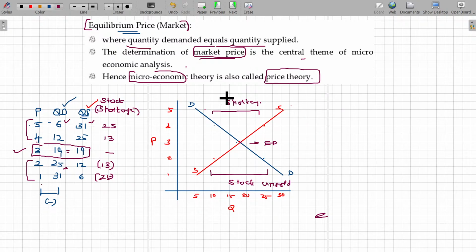Okay, this is unsold. Sorry, I missed it. This one is unsold. Supply is so much, but demand is only this much, so unsold stock will be there. Very good. And in this case, demand is higher and supply is lesser, then it's called shortage. Come on, make a note of it.